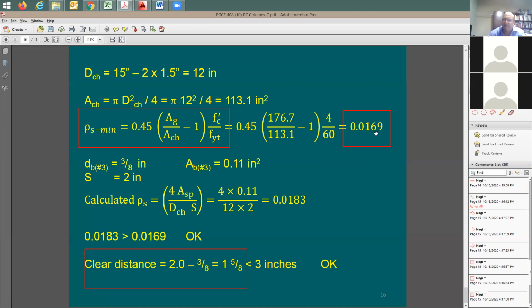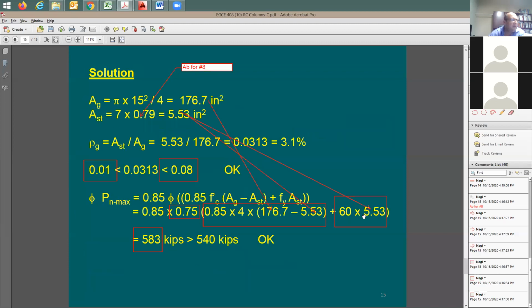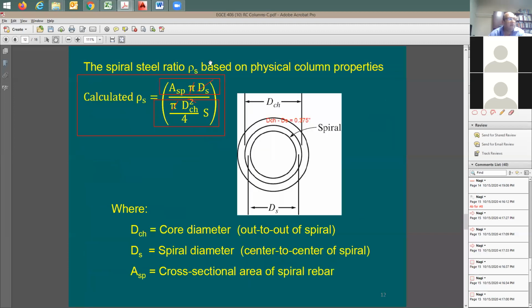How about the provided? As I said, I have number 3 at 2 inches. So for the provided, I'm going to be using this equation. This is the simplified equation that I should be able to use. So don't try to use a complicated one or the complex form. Here's the complex form. I don't want you to use this. This is just to explain it to you.